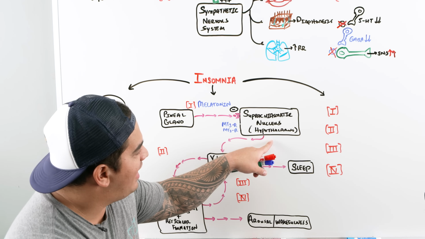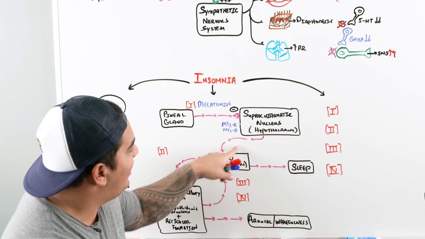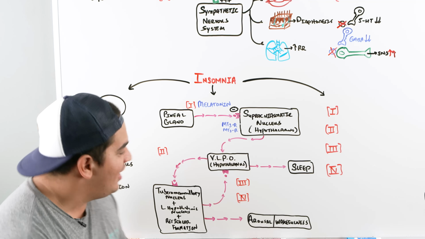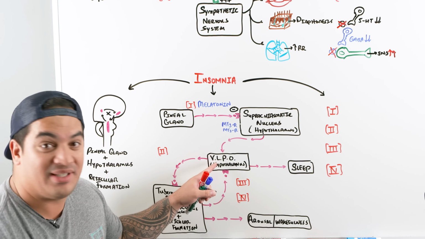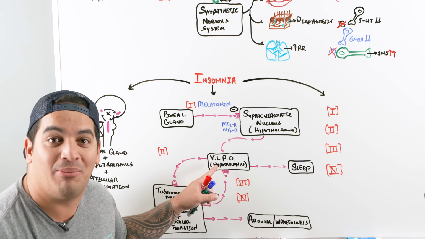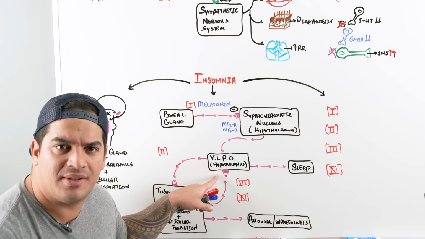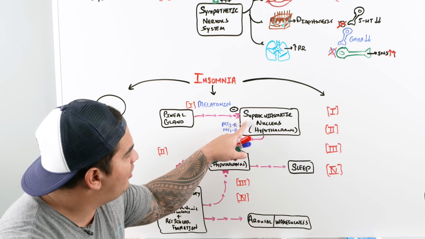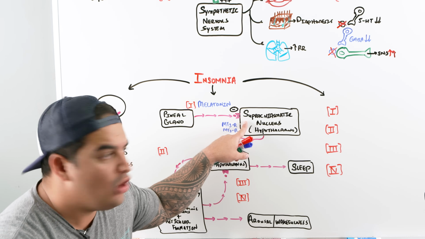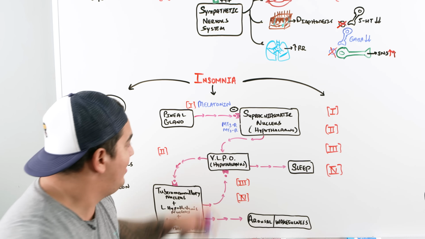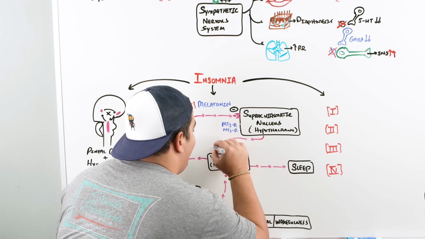When the suprachiasmatic nucleus is inhibited, it no longer will cause this inactivation of this structure. This is one of the structures of the hypothalamus that's really, really important. It's called the ventrolateral preoptic nucleus. I'm going to abbreviate that to VLPO. It's found in the hypothalamus. When the suprachiasmatic nucleus is inhibited, what it generally will do is activate the VLPO. So it'll stimulate the VLPO.